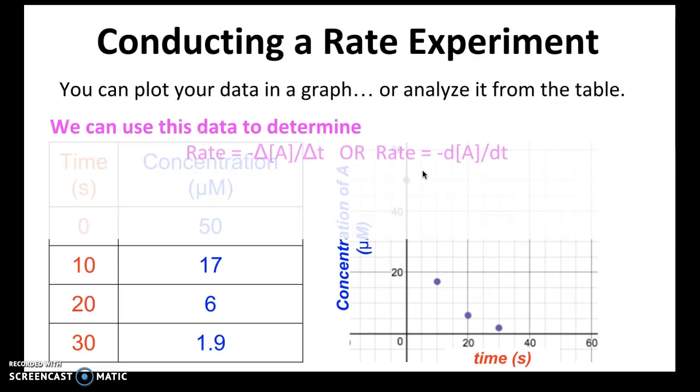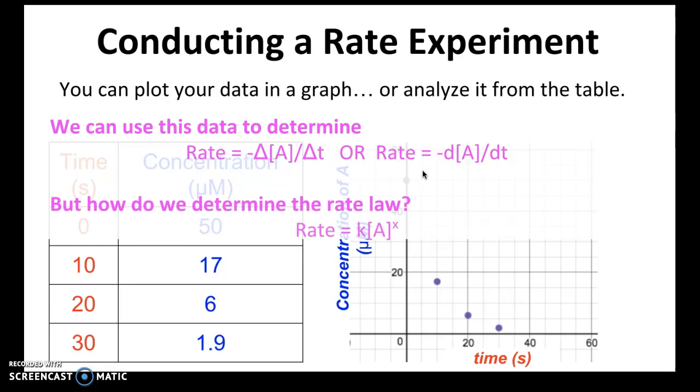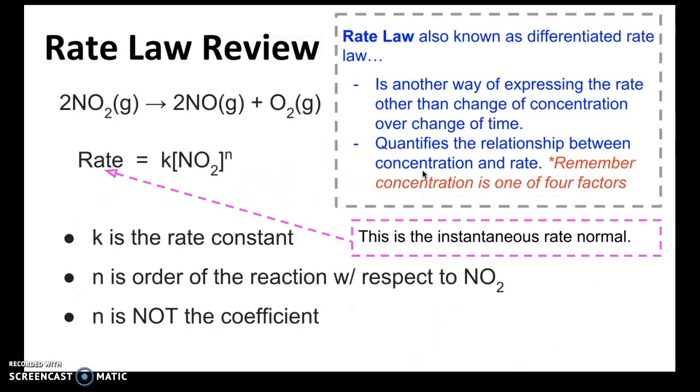So although we can use this data to get our average rate or instantaneous rate, the question then becomes, how do we use it to determine a rate law? After all, that was sort of how we started this 6.2, is finding another method for determining rate law. So you may be wondering, why isn't the average and instantaneous rate enough? Why do we even need the rate law?